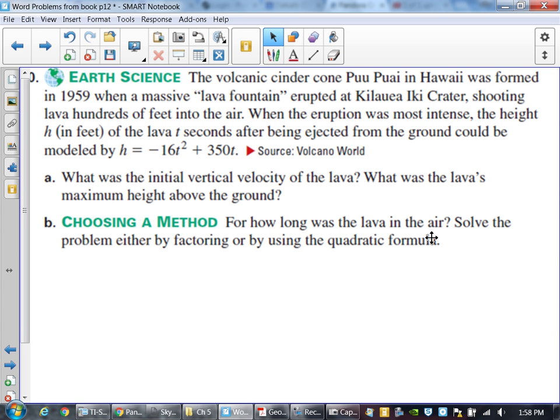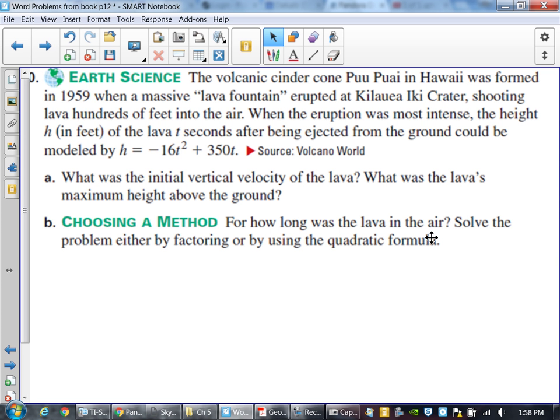So there's this lava fountain on the Kaluku, and they want you to find the initial velocity of the lava. Remember, when we looked at the notes on the page prior, it talked about initial velocity. Initial velocity is the b value, 350. In this case, it's feet per second, okay? It's fast.